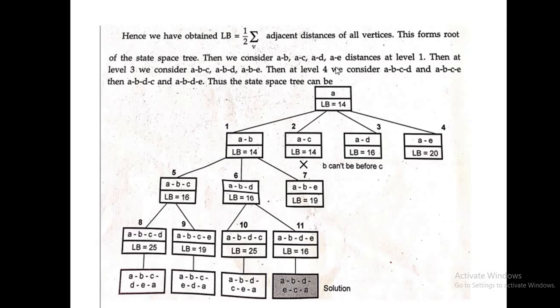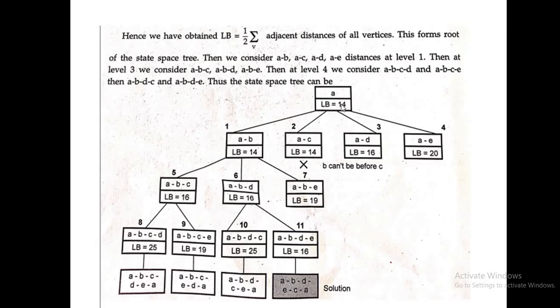Then at level 3 we consider ABC. First we consider AB, AC, AD, AE. Then again ABC, ABD, ABE. Then at level 4 we consider ABCD and ABCE. Then ABDC. Among these we have to find the shortest tour.